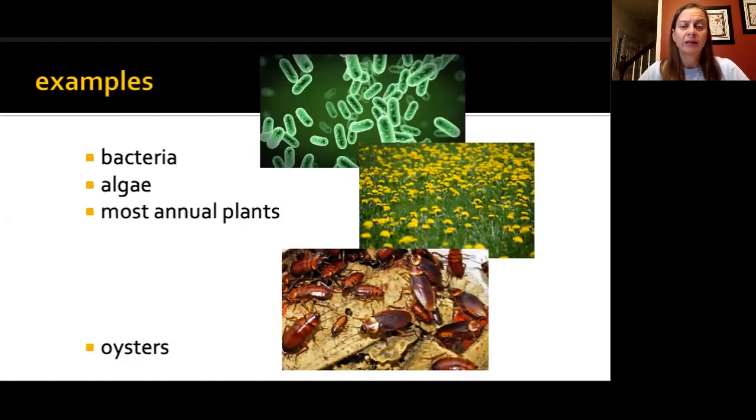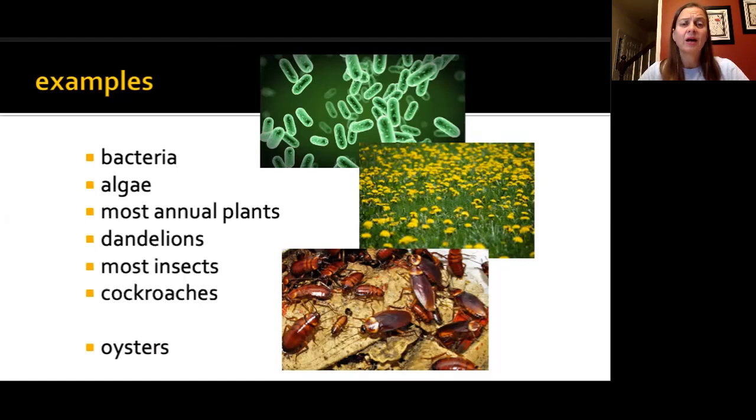Most annual plants, it's hard to think about plants as having R selected or K selected, but if you think about an annual plant, it spreads lots and lots and lots of seeds, but there's no care for those seeds, no protection on those seeds. Dandelions are a great example. Most insects, including cockroaches, tend to be R selected species. They lay thousands of eggs, provide no parental care, and just hope that they survive.